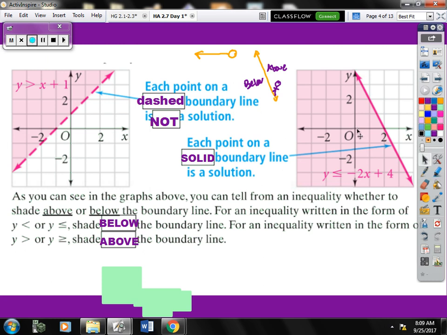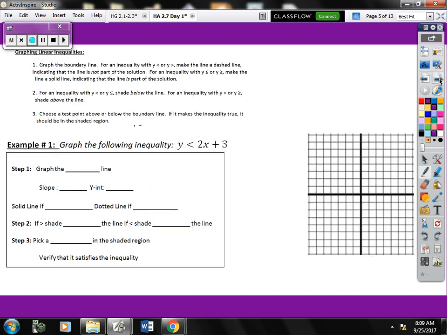Okay, but we will pick a test point. So we'll pick a solution that falls in the region that's shaded, and we'll plug it in to make sure that it does work also. So there are some more detailed directions here for those of you that might need it when you're working on your homework. But essentially what you're going to do is graph the line. So we are going to graph the boundary line.